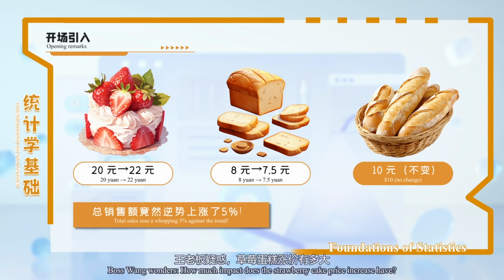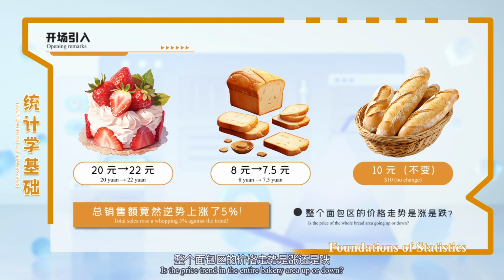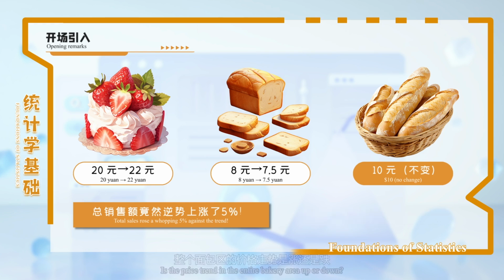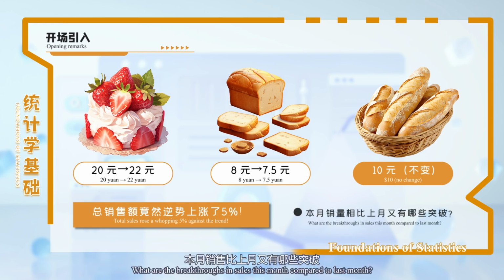Boss Wang wonders, how much impact does the strawberry cake price increase have? Is the price trend in the entire bakery up or down? What are the breakthroughs in sales this month compared to last month? Obviously, a single index is like a one-armed baker. It is difficult to give a complete economic picture. Here we go. Let's jointly unlock the 5 classification methods for indices.